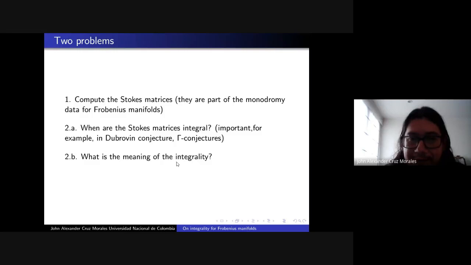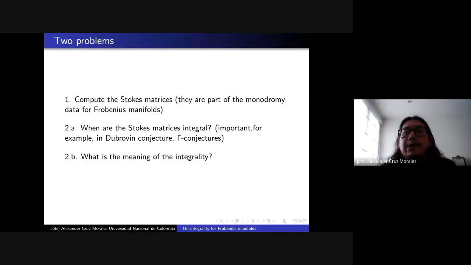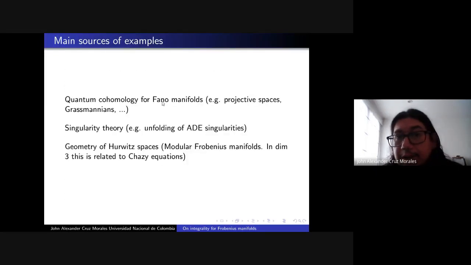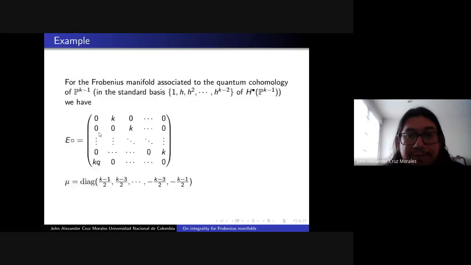But still, this is a question about the meaning of the integrality, and the goal of this talk is to try to give some ideas or insights about what the integrality would mean in this setting of Frobenius manifolds. For the case of quantum cohomology, there are deep studies about the integrality condition, and I will use these works to formulate some ideas of how to extend integrality for quantum cohomology to other types of Frobenius manifolds. That's the goal of this talk, right? So, any questions so far?